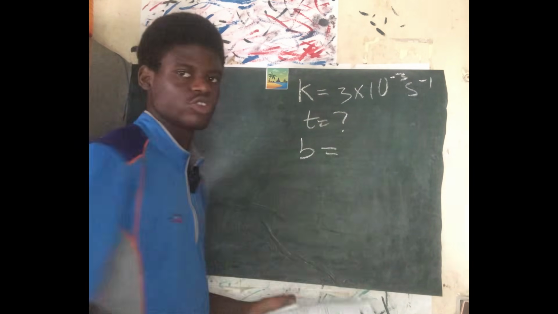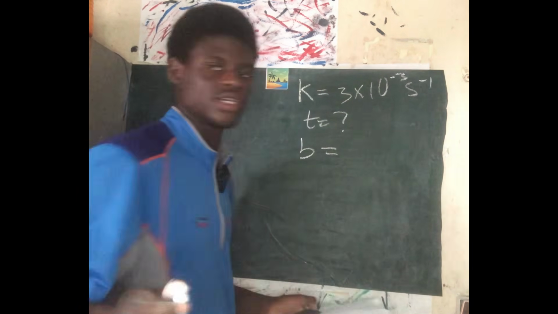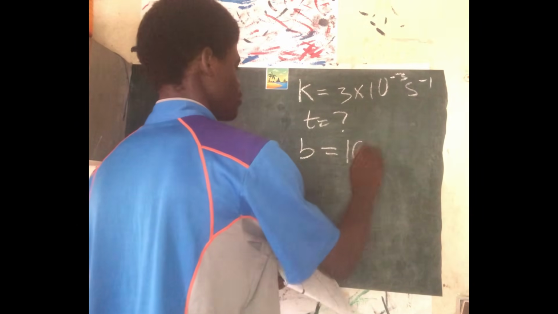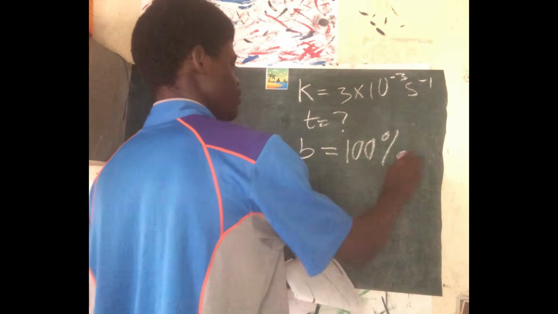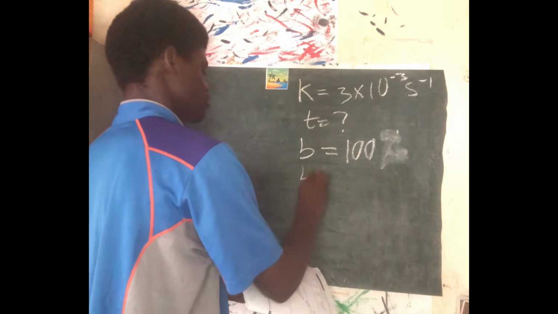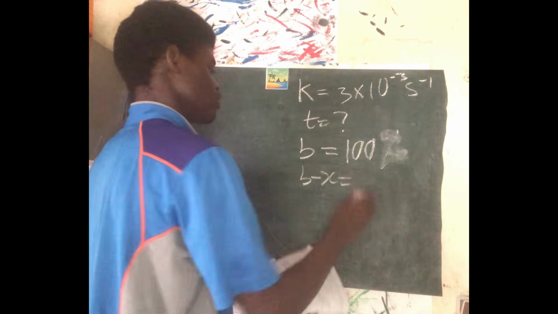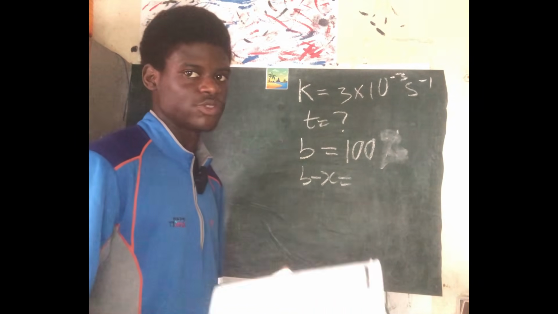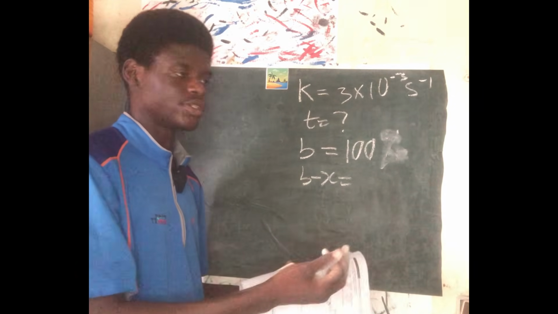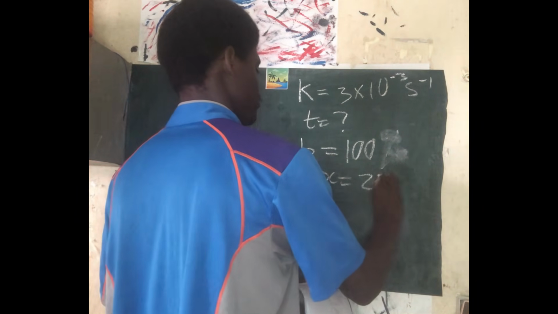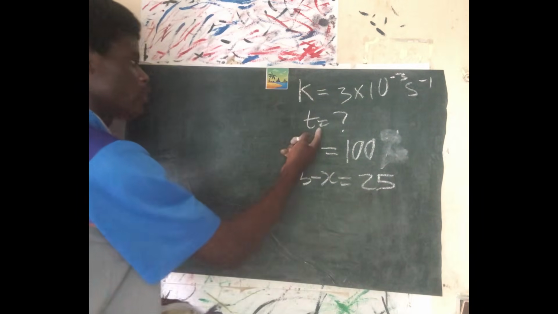That means the initial concentration is always 100%. But the final, they said it is 75% complete. That means 75% has been used. What is remaining? 25% is remaining. That's 100 minus 75, that's 25. So that's the final concentration. Then you should find the time.